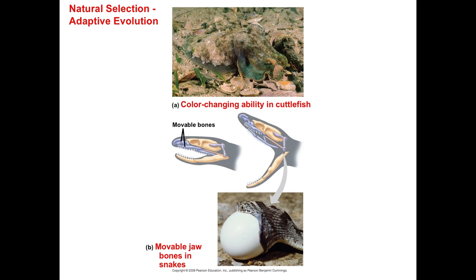So here are a couple examples of adaptive evolution. So the example up here, there's actually a little thing in here called a cuttlefish, and they're really cool if you want to go look at YouTube videos of them. But they've actually been able to adapt to their environment by camouflaging themselves. And then snakes have actually adapted the ability to unhinge their jaws so that they can swallow their large prey.